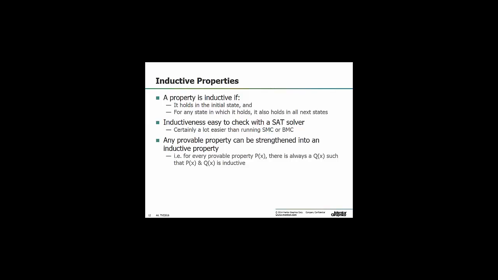Then there is another fact: if a property is provable, then this property can be converted to be inductive. In other terms, the property is always describing a set of behaviors. And if this property is proven, then this set of behaviors can be reduced to a shorter set that corresponds to an inductive proof.